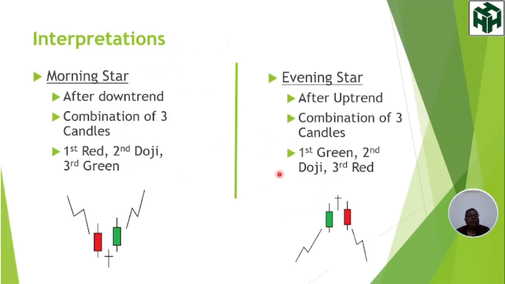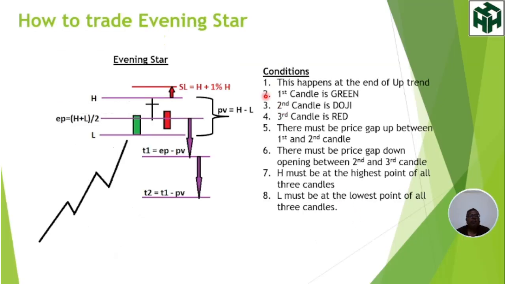What are the points of interpretation here? Morning star is generated after downtrend. There is a combination of three candles: first red, second is doji, and third is a green. Same is the case with evening star, but it is getting generated after an uptrend and having a combination of three candles only. The first candle is green, second is doji, and third is a red one. So we'll see how we will be able to trade the evening star first.